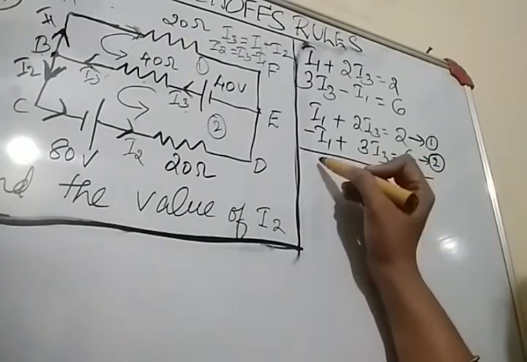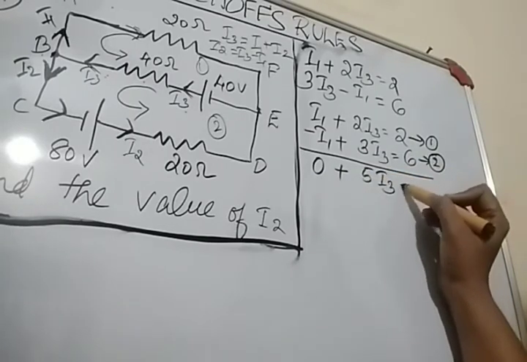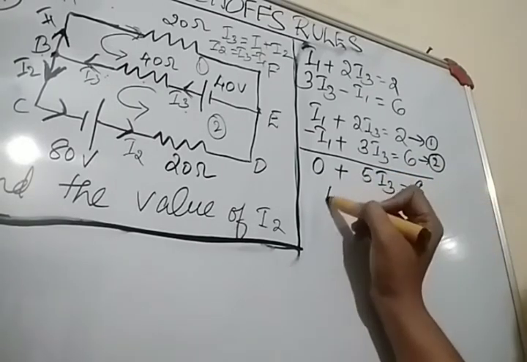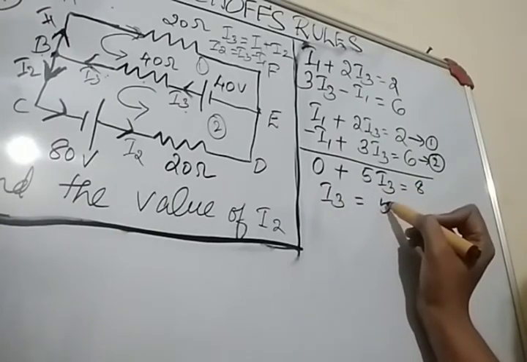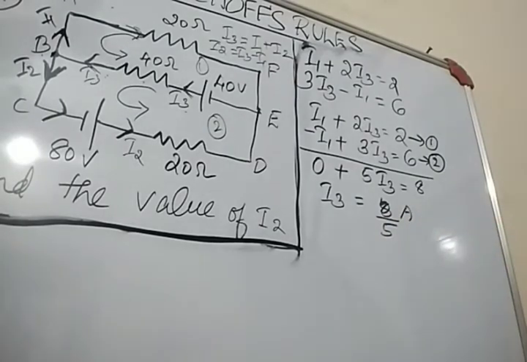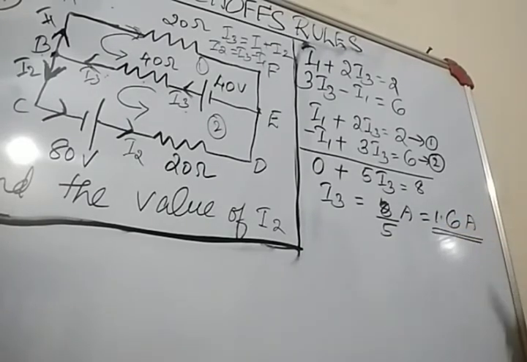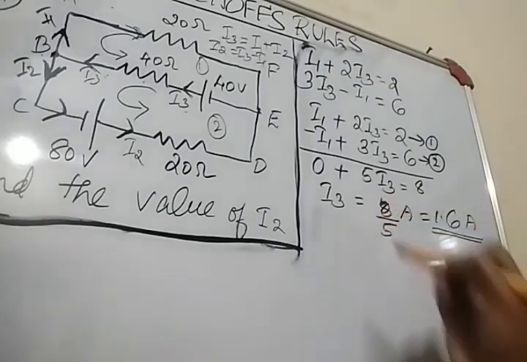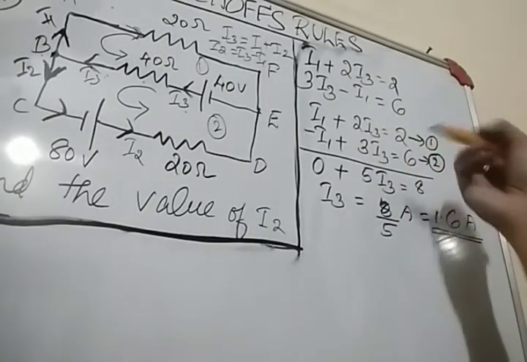When you add equation 1 and 2, you will get 0 plus 5 I3 equal to 8 and therefore I3 equal to 8 by 5 ampere. And what is 8 by 5? 8 by 5 is 1.6 ampere. This is I3. Once you get I3, you can easily find out I1 by just substituting in any one of the equations.